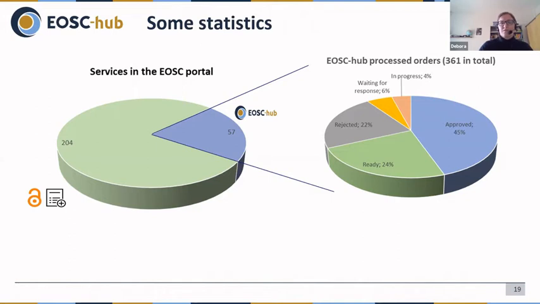This is mainly happening when the request by the user was unclear, or they were just testing the system but were not really willing to make use of the services. So there are very different cases in the rejected part. And then we have some in progress and some waiting for response, which can be either from the user or from the provider, so we are waiting for some feedback. Next slide.